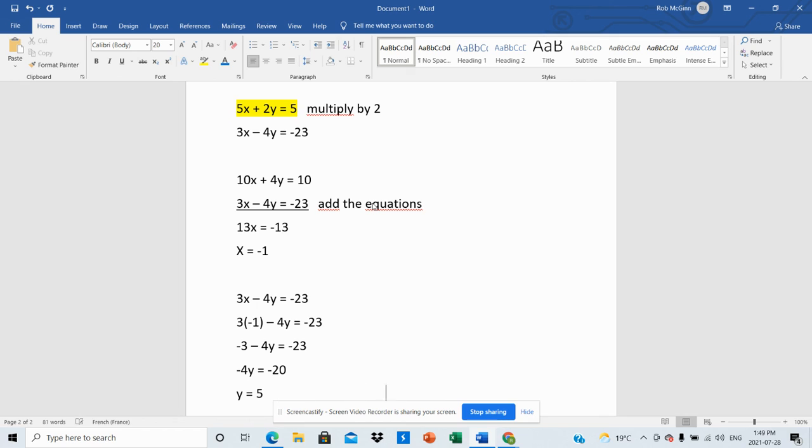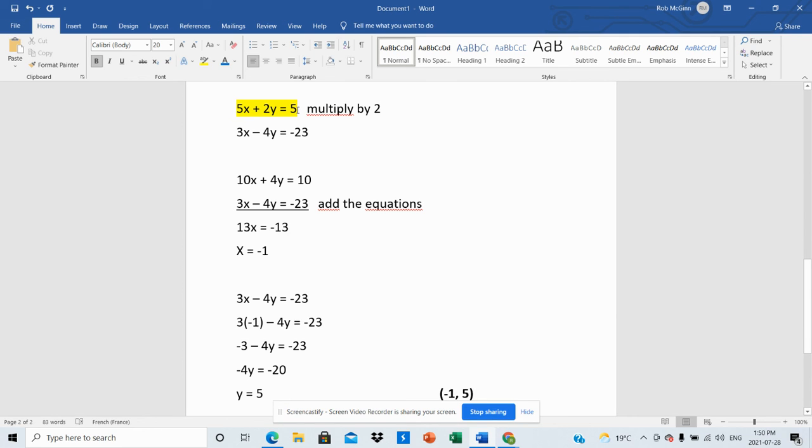So our solution for this one is going to be minus 1, 5. And we can now do a check to make sure that this is actually the solution. So if we put in minus 1 for x, then we'll get 5 times minus 1, or minus 5, plus 10, because 2 times 5 will give us 10. So minus 5 plus 10 is going to give us 5.